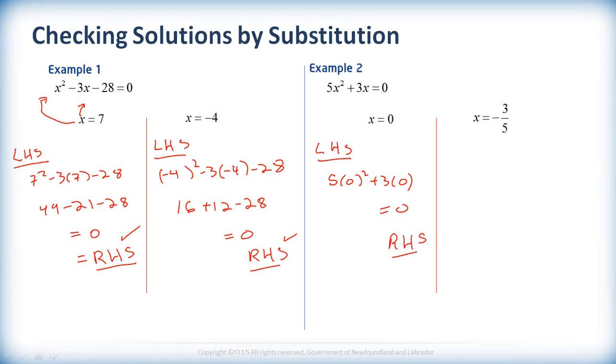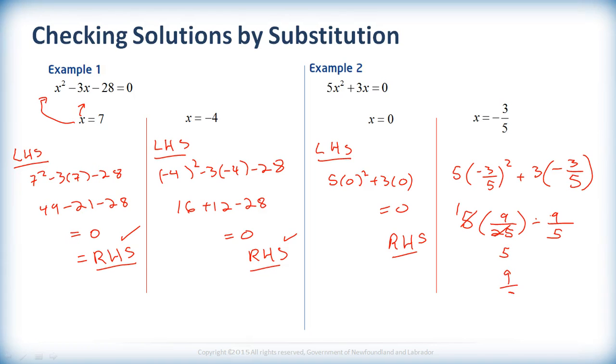And we'll try the last one, negative 3/5. 5 times negative 3/5 squared. Woo, squaring a fraction. We can do it. And 3 times negative 3 over 5. What are we going to get? Let's see. 5 times 9 over 25. Square the top and the bottom. Minus 9 over 5. 5 over 25 reduces to 1 over 5. So I got 9/5 minus 9/5, which is 0, which is in fact our right-hand side. So that one works. Okay, that's just a quick rundown of how we verify.